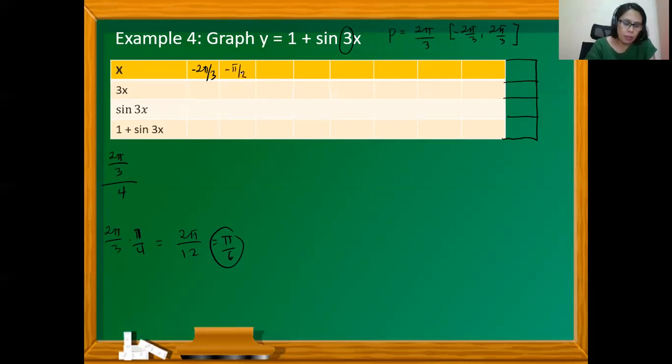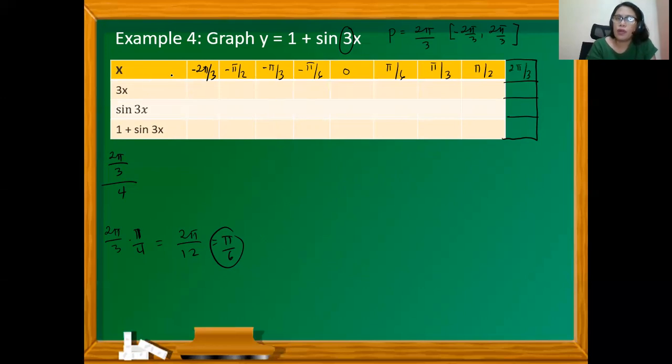And then we will add pi over 6 again. So this is negative pi over 3. So we will add pi over 6. So this is negative pi over 6. We will add pi over 6. So that becomes 0. And then this is pi over 6. This is pi over 3. This is pi over 2. And this is 2 pi over 3.